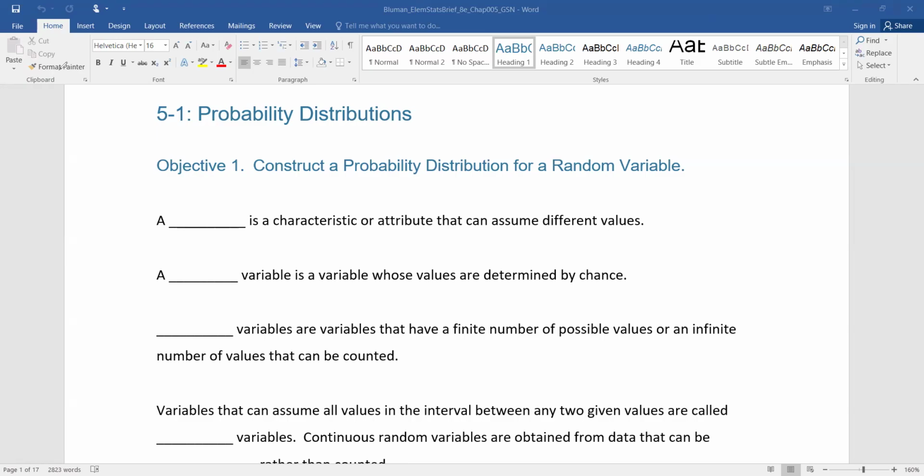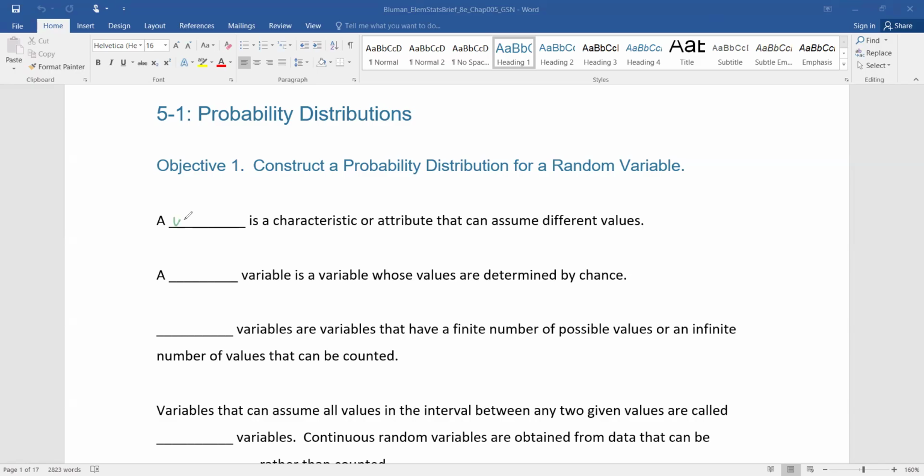Alrighty, in today's lesson, we're going to look at chapter 5. We're going to start with 5.1, talking about probability distributions. In our first objective here, we're going to learn how to construct a probability distribution for random variables.